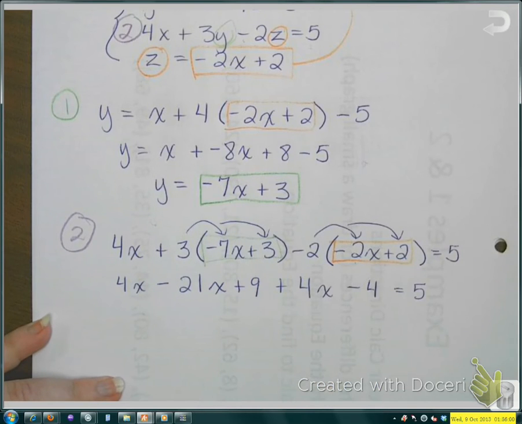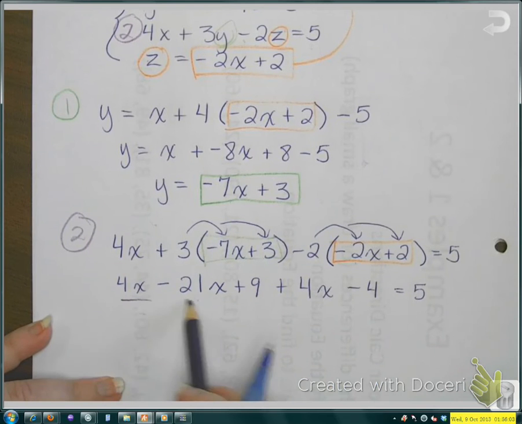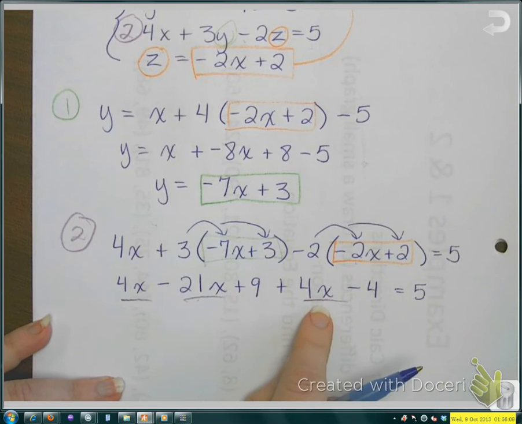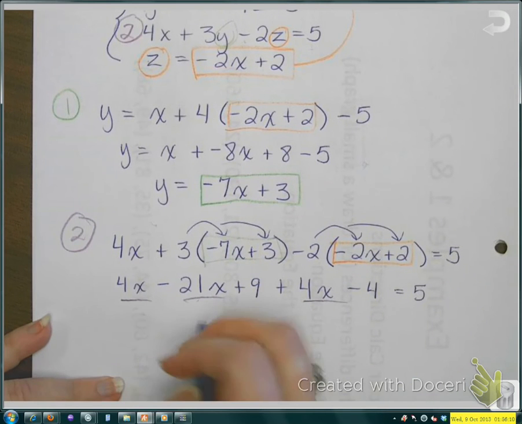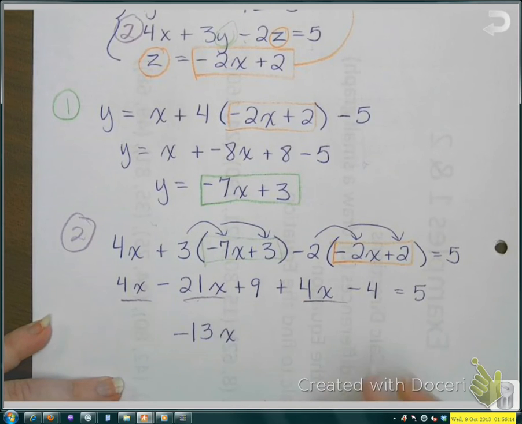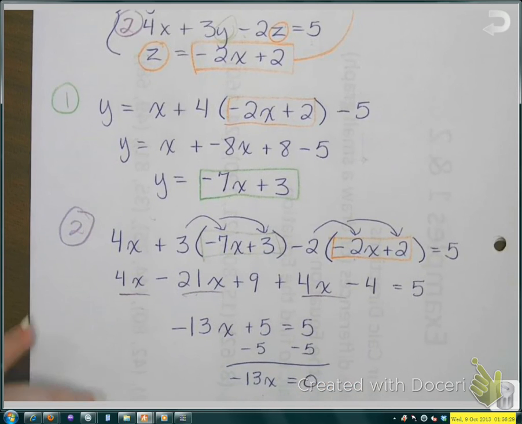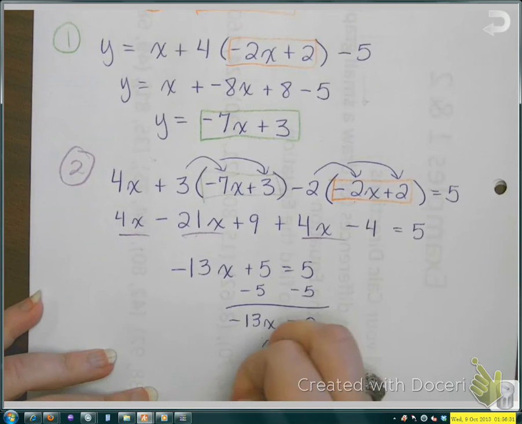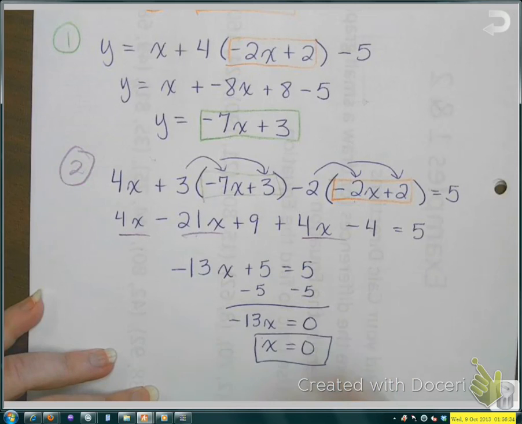Now we can combine some like terms. So I'm going to combine all of my x's. So 4 plus 4 is 8. Alright, and 8 from 21 would give me 13. So it's negative 13x. 9 minus 4 is 5. Plus 5 equals to 5. Now that's interesting. If I subtract 5 from both sides, what do we get? Negative 13x equals to 0. Well, it doesn't matter what we divide 0 by, we're still going to get 0. So now I have x is equal to 0.